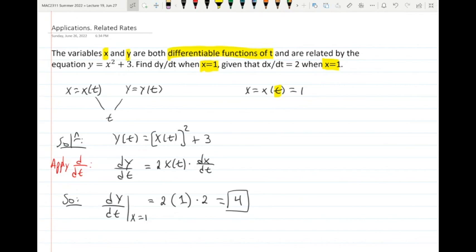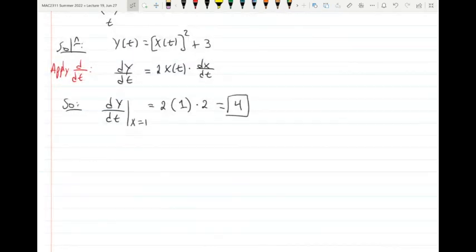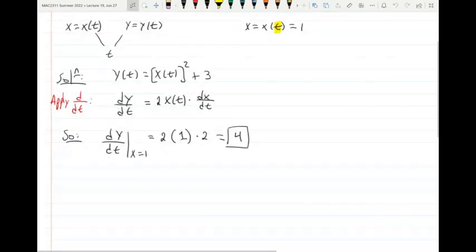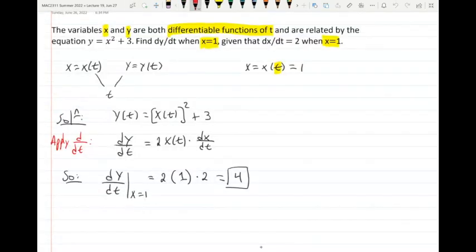Any questions on what I just did here? No? Okay, so then let me summarize what I told you and then let's jump into examples. By the way, this is what we generally call related rates.